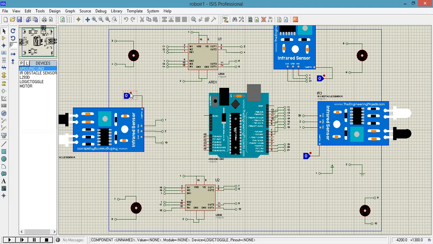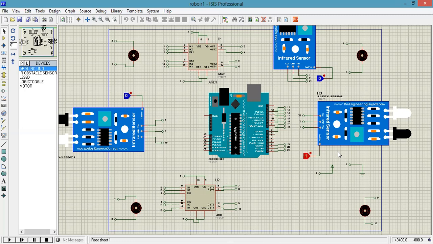Suppose there are obstacles on the left side, the front and the right side. Then the robot will move backwards, so all the motors will rotate in the anti-clockwise direction. Suppose there is an obstacle in the front, and on the left side and right side there is no obstacle, it will move rightwards. Moving right means these two motors will rotate anti-clockwise and these two motors will rotate clockwise.